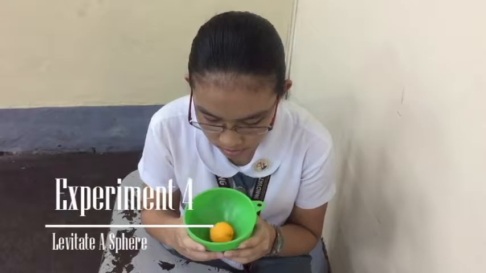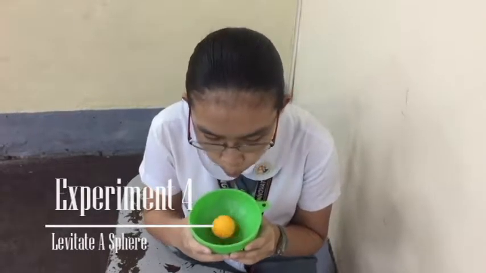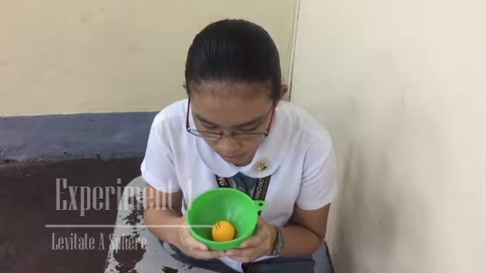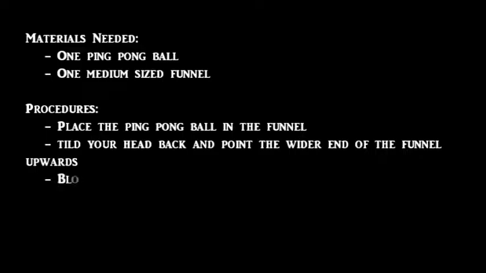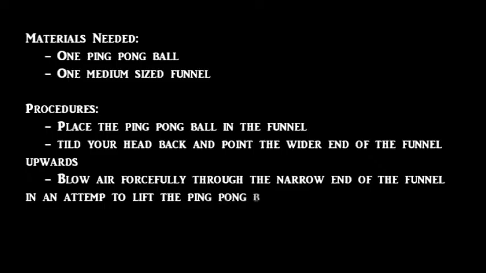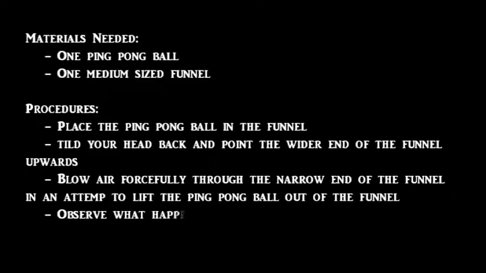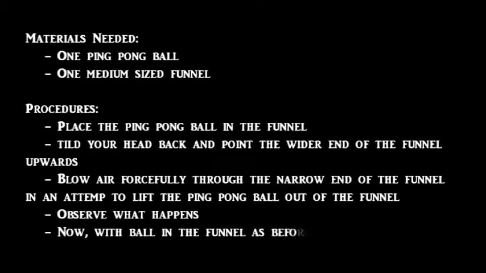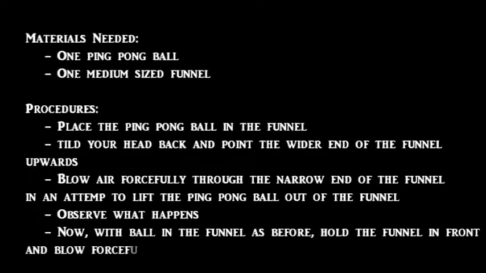Experiment 4. Levitate a sphere. Materials needed are 1 ping pong ball and 1 medium-sized funnel. Here are the procedures. Number 1, place the ping pong ball in the funnel. Number 2, tilt your head back and point the wider end of the funnel upwards. Number 3, blow air forcefully through the narrow end of the funnel in an attempt to lift the ping pong ball out of the funnel. Number 4, observe what happens.